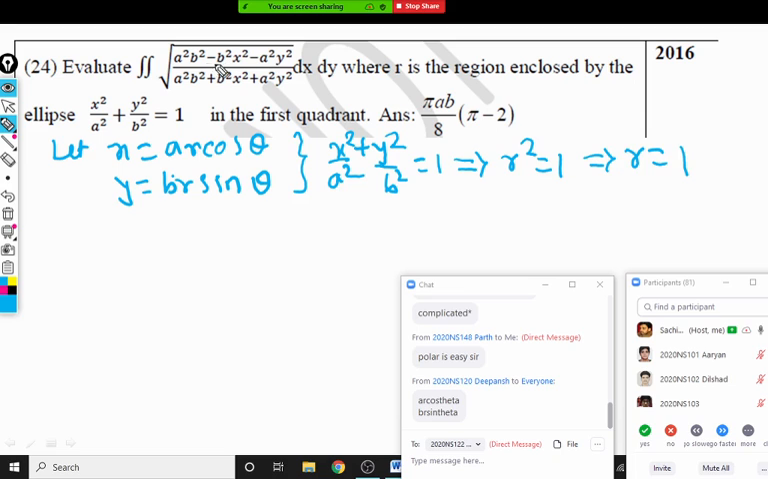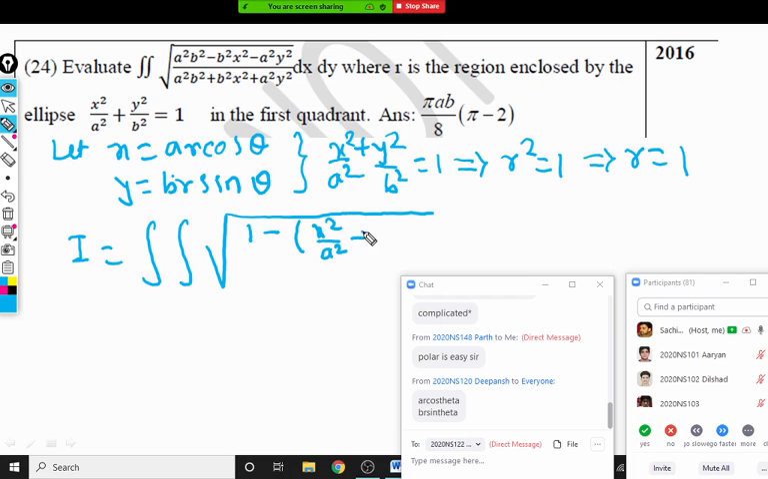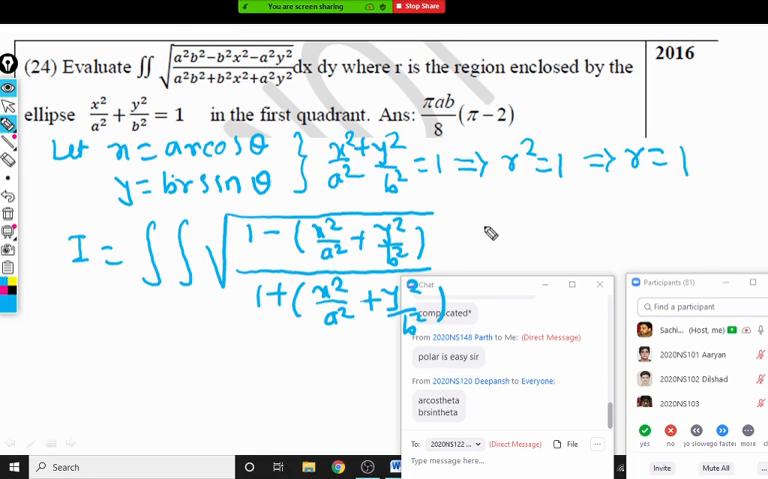What do you observe here for simplification? We can divide by a square, b square. Very good. And the main ab will not be outside, it gets cancelled. So it is 1 minus x square upon a square plus y square upon b square. The numerator has the minus sign, but the denominator will have the plus sign. And dx dy will be as it is. This is the given double integral.